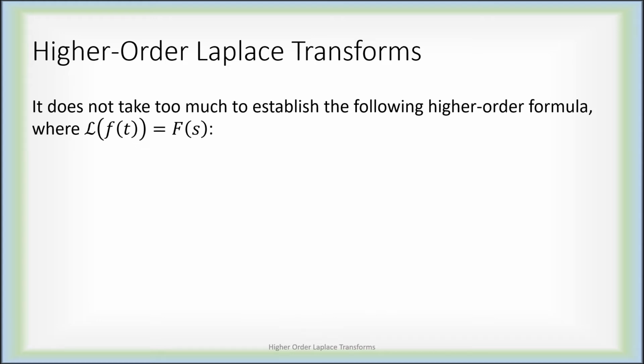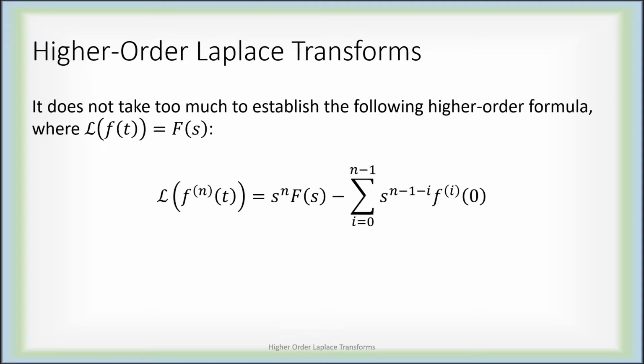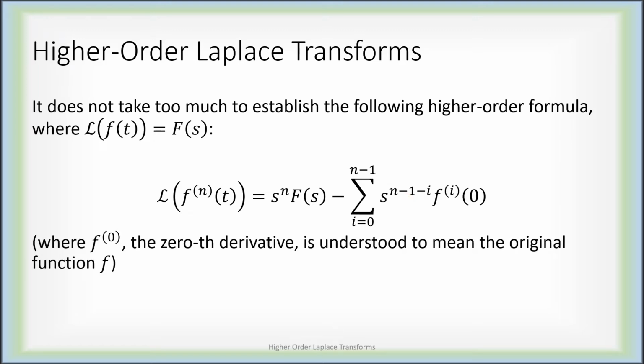It doesn't take a whole lot of work to establish an inductive procedure to take the Laplace transform of a higher-order derivative. Specifically, the Laplace transform of the nth derivative of little f is given by s to the n times capital F of s minus a whole bunch of terms. Now, what we are adding up here, we count up which derivative we're taking while we count down the exponent on s. In this formulation, i equals 0 gives us the 0th derivative of little f, which we interpret to mean the original function f.